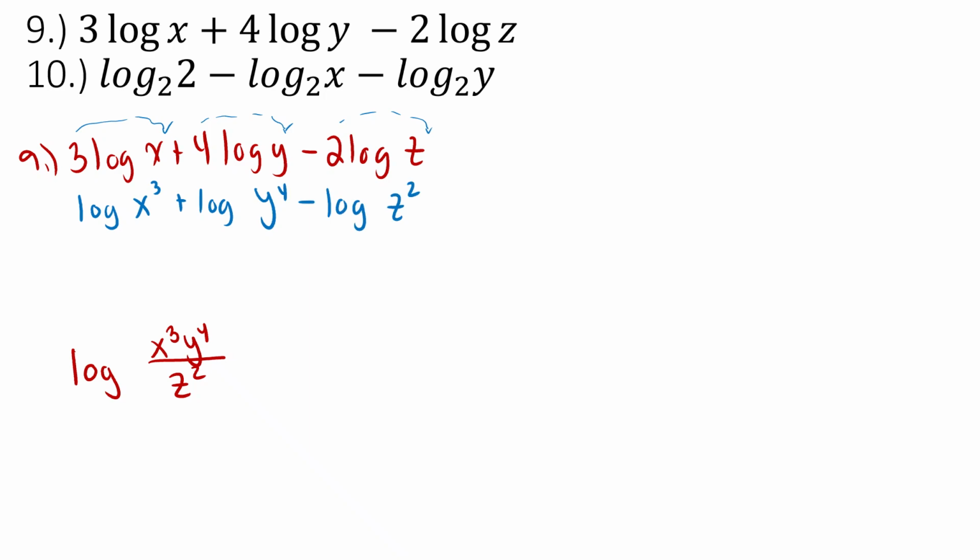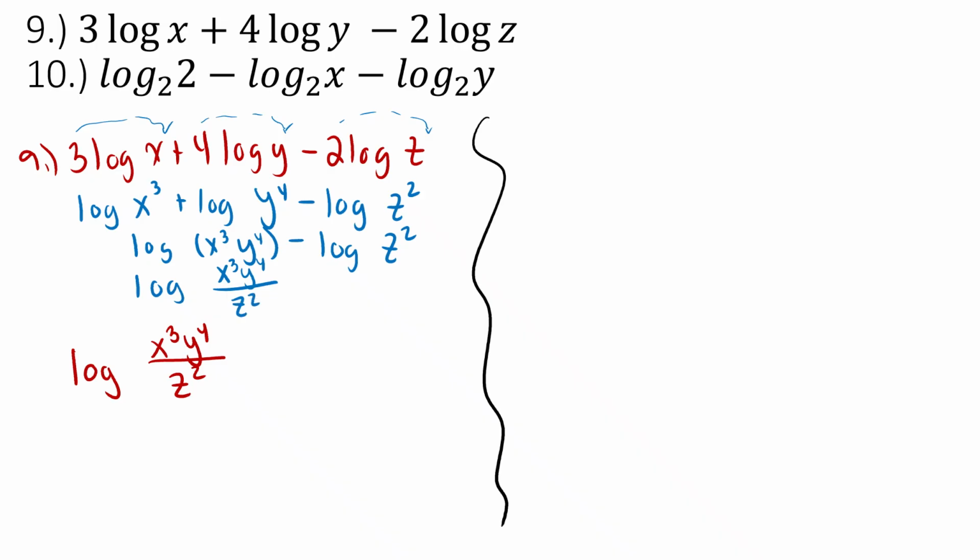When I am adding, that would result in me multiplying the arguments. So x to the third, y to the fourth. And then if I am subtracting, that's going to result in division, where my numerator will be the first argument and my denominator would be the second argument. So there's your middle steps.